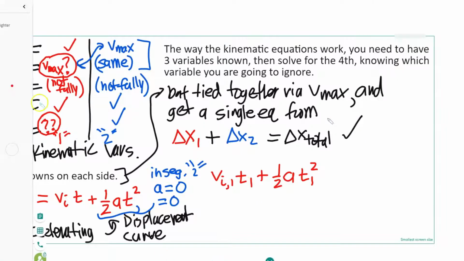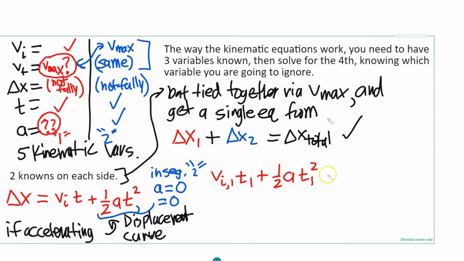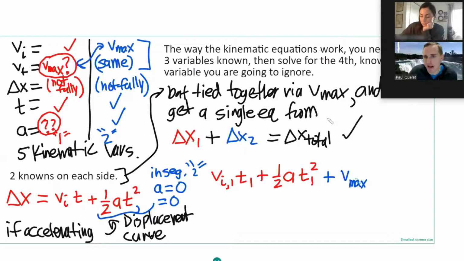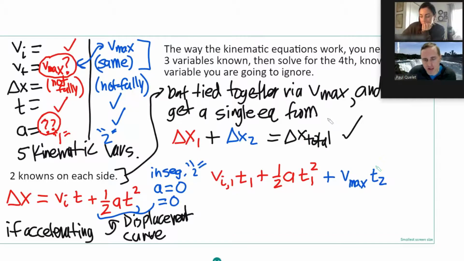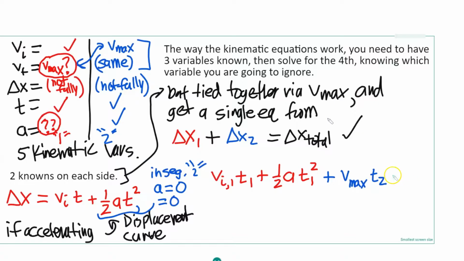Right. Now, for the second part, we're going to do plus, let's see, not v initial. This is going to be v max, right? Because we've already talked about that, right? He's running at his maximum velocity. Right. V max times t2, he runs for time t2 in segment 2. And then remember, it's going to be plus 1/2 a t2 squared. But since this is 0, what do we know about this entire term? Right, just v max times t2. So this term is 0.